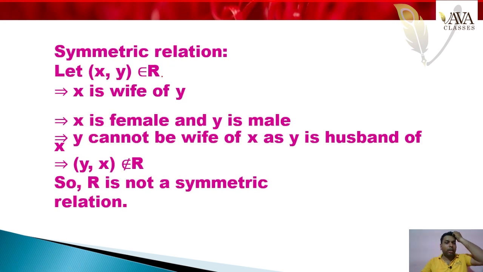Symmetric relation. Let (x, y) belong to R. That is, x is the wife of y. x is female, y is male. So y cannot be the wife of x, as y is the husband of x. This is not possible. So (y, x) does not belong to R. So R is not a symmetric relation.